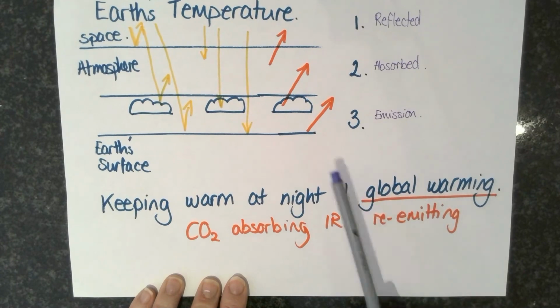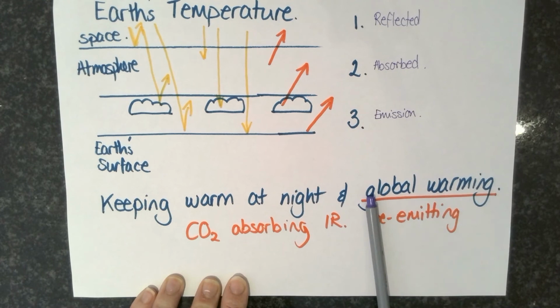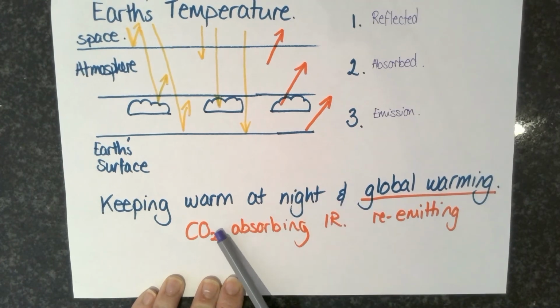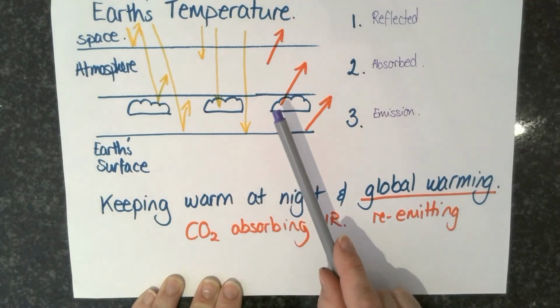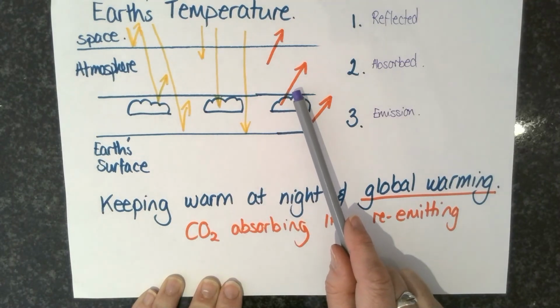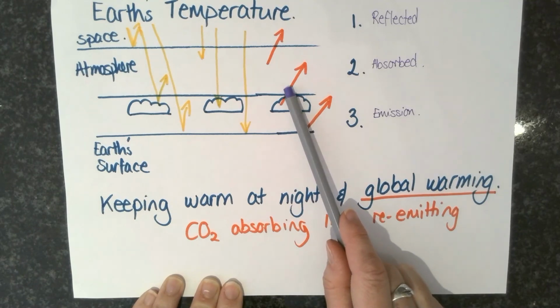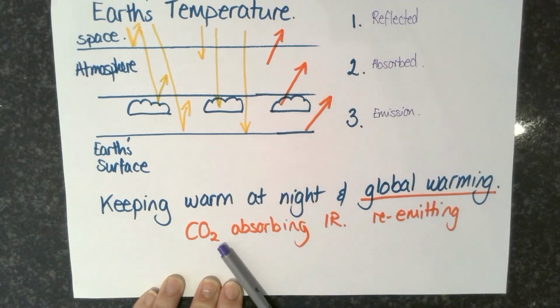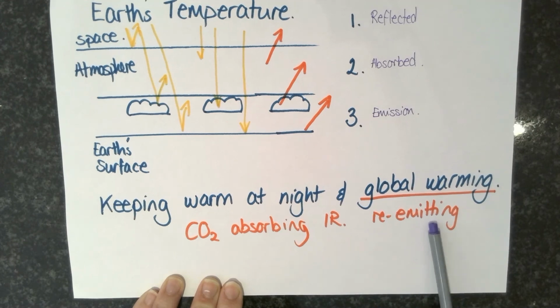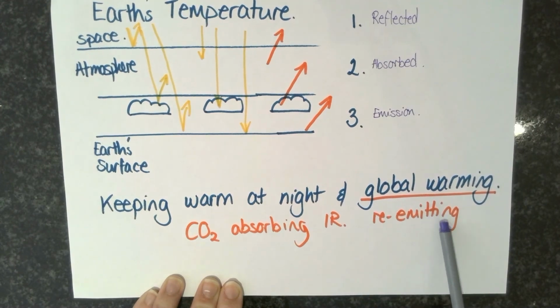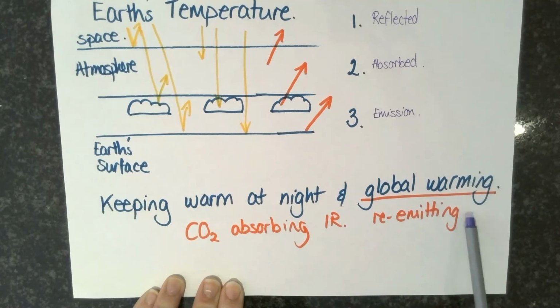Now, brilliant for keeping us warm at night, but global warming, we're talking about carbon dioxide increasing in our atmosphere. So if the carbon dioxide is absorbing and re-emitting that infrared radiation, keeping us warm at night, if we increase the amount of carbon dioxide that is absorbing the infrared radiation, we'll increase the amount that's being re-emitted. And therefore, our temperature of our surface will rise.